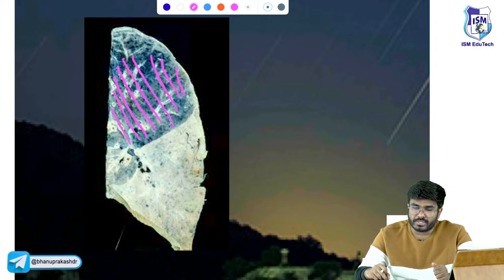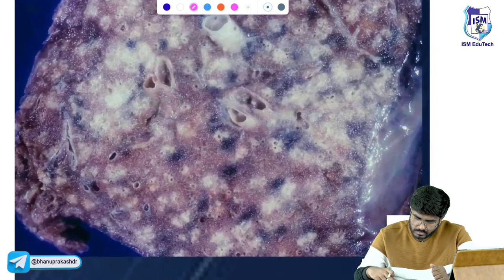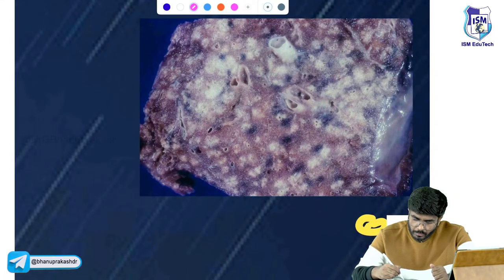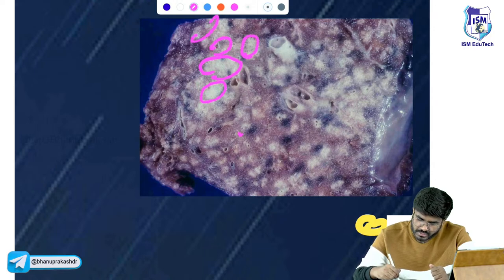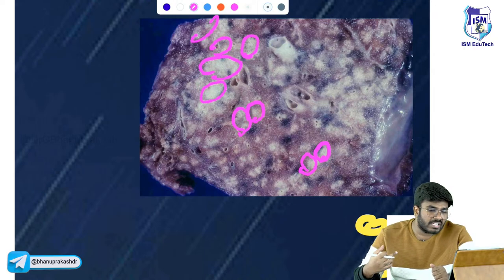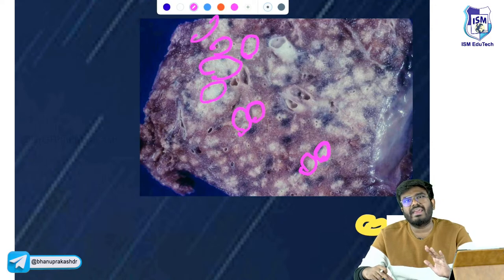Then, what is bronchopneumonia, sir? In bronchopneumonia, it is a patchy involvement. It's not one single lobe. There is patchy involvement, infection here, infection there. Mainly the base is going to be affected. It's going to be seen in the extremes.